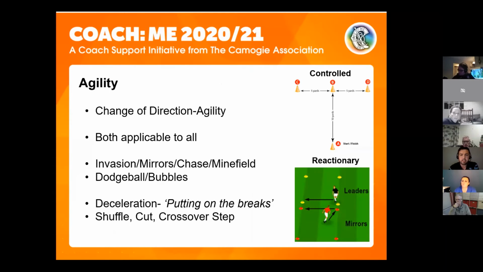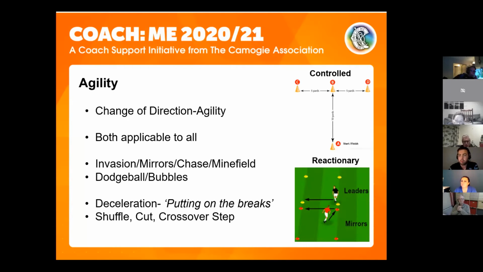Okay, so with the agility then, what we're looking at is two different forms, what we might call change of direction, that Stu touched on, and also agility. Controlled and reactionary. You'll see in the top drill in the top right corner, that drill is basically starting at point A, running up to point B, side shuffling to point C, side shuffling all the way across to point D, back to point B, and reversing back to point A. So that player knows before the drill commences what they have to do. They have to run forward, run side to side, and reverse.